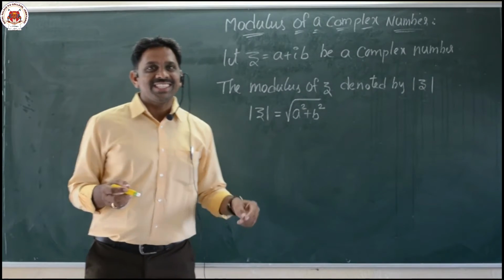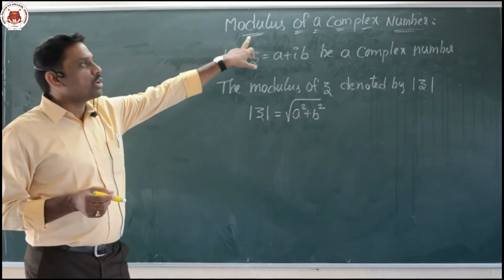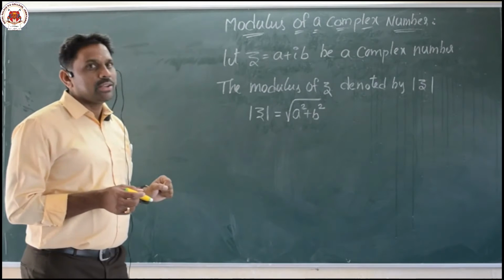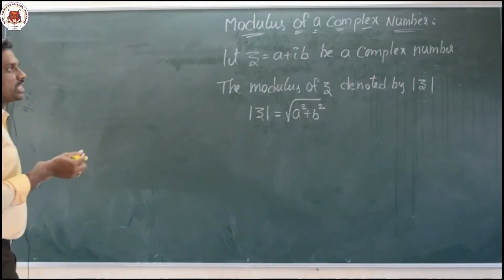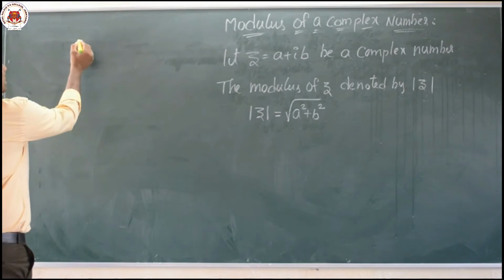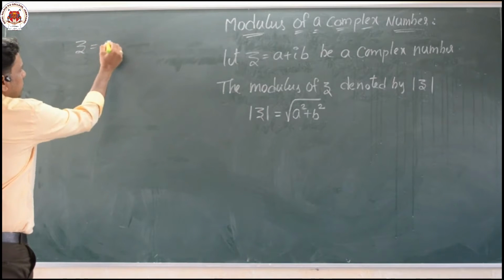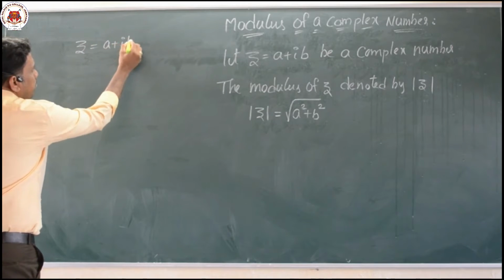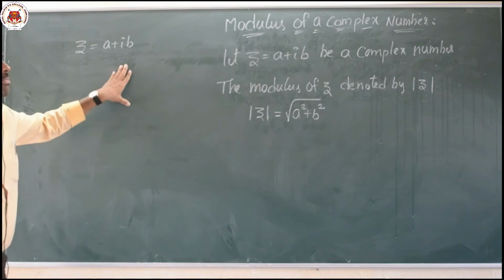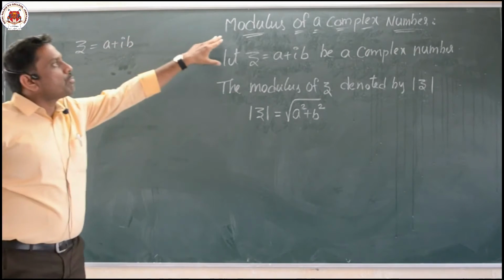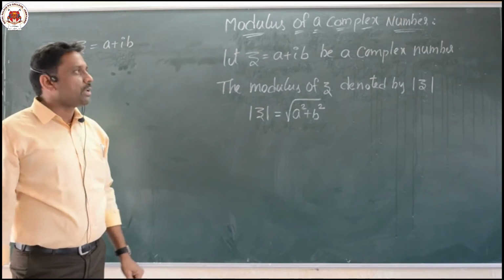Hello dear students, today's topic is the modulus of a complex number. In the past class we discussed what a complex number is. The complex number is denoted by the letter Z. Z is equal to A plus iB. This is the complex number. So today we will discuss the topic modulus of a complex number.